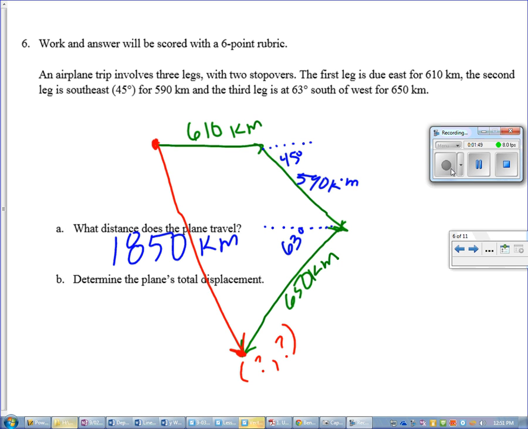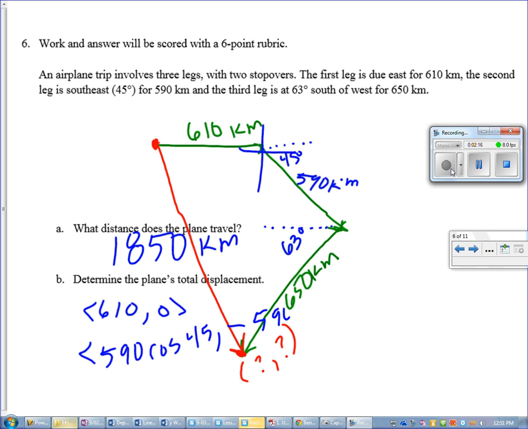because it's due east, it's going to be 610, 0. The second vector, it's going right and down. So it's going to have a positive x coordinate and a negative y coordinate because it's going down. And remember, the pattern is the magnitude times the cosine of the angle, and then the magnitude times the sine of the angle. And remember that y coordinate has to be negative.